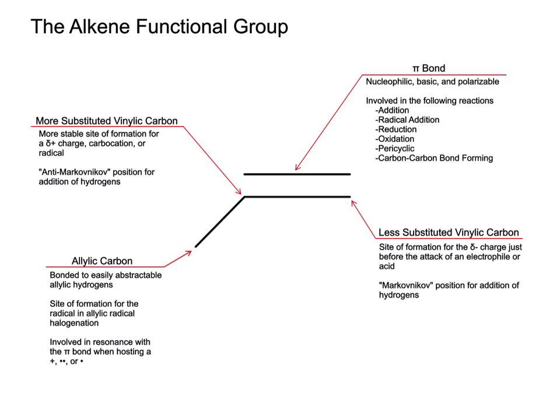Another feature that I wanted to point out is the left carbon of the double bond. We call that the more substituted vinylic carbon. And this is the more stable site of formation for partial positive charges and carbocations. The reason why the partial positive charge or the carbocation forms at that position has to do with the stabilizing effect of adjacent R groups. If you want more information on that, please rewatch my video on carbocations. With that being said, let's talk a little bit more about the pi bond.